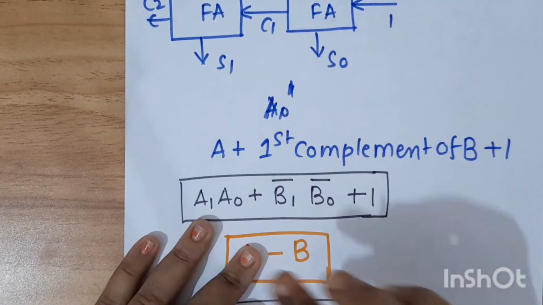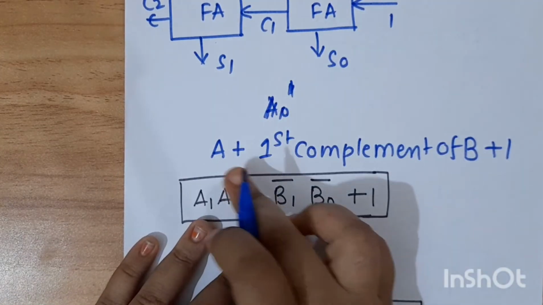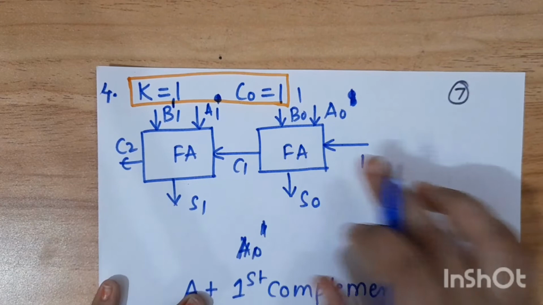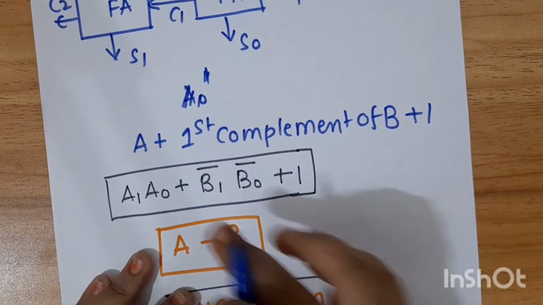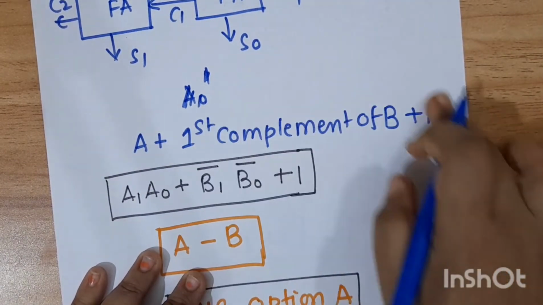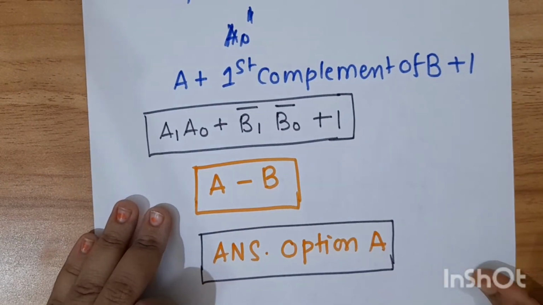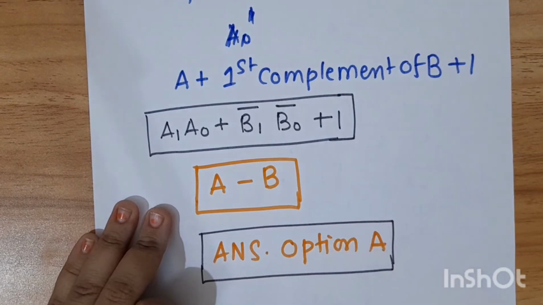The result which I will get is actually A plus 1's complement of B, because both the bits B1 and B0 are complemented, plus 1. So, A plus 1's complement of B plus 1. 1's complement of B is actually minus B. So, A minus B. So, this particular term is also possible.